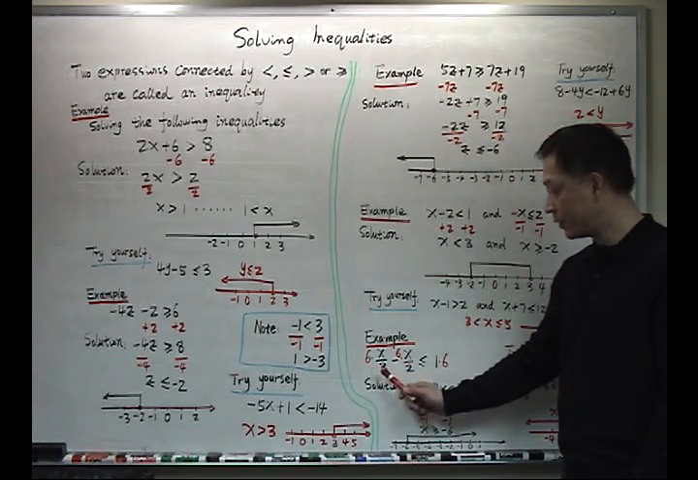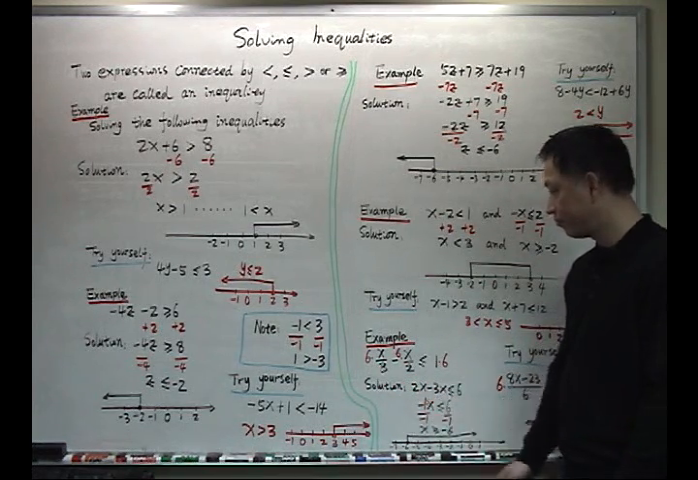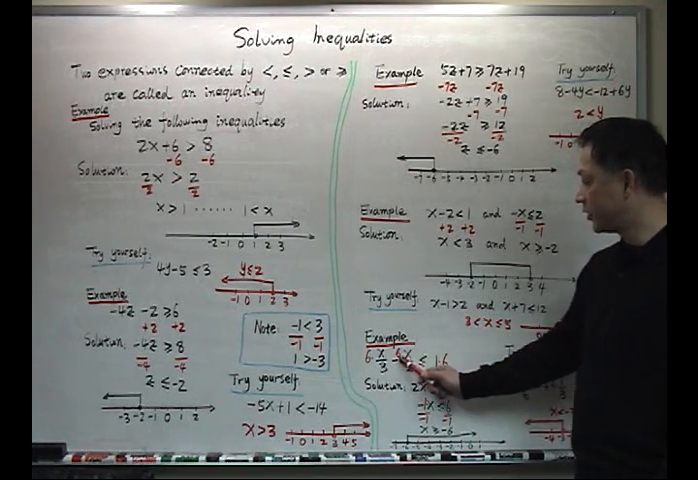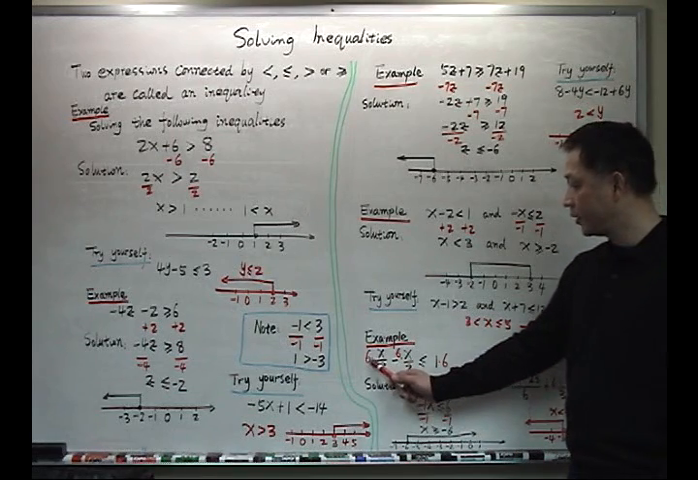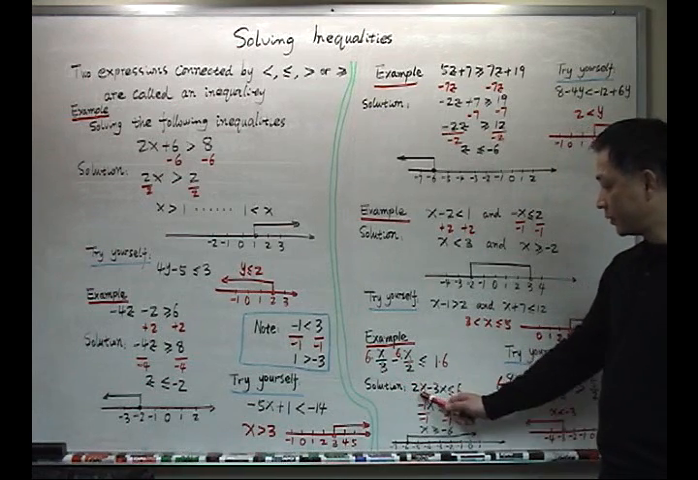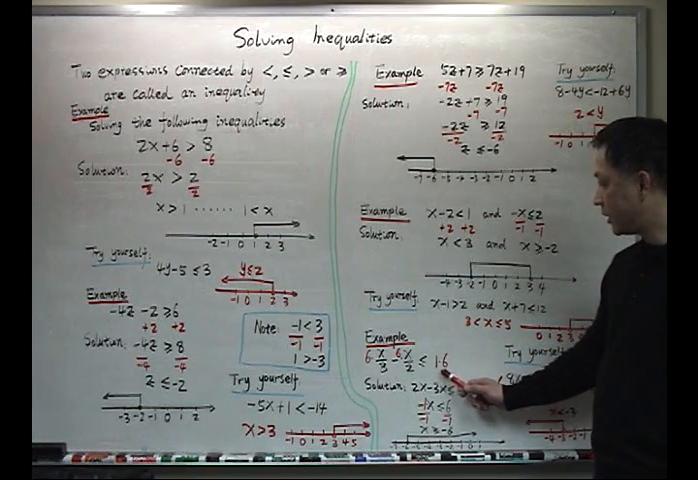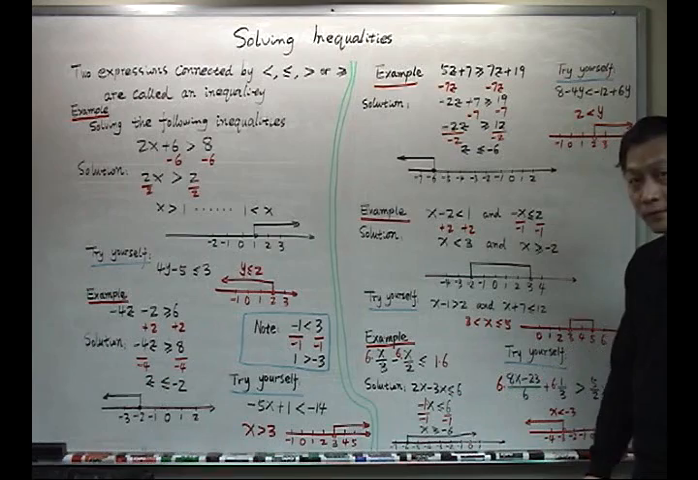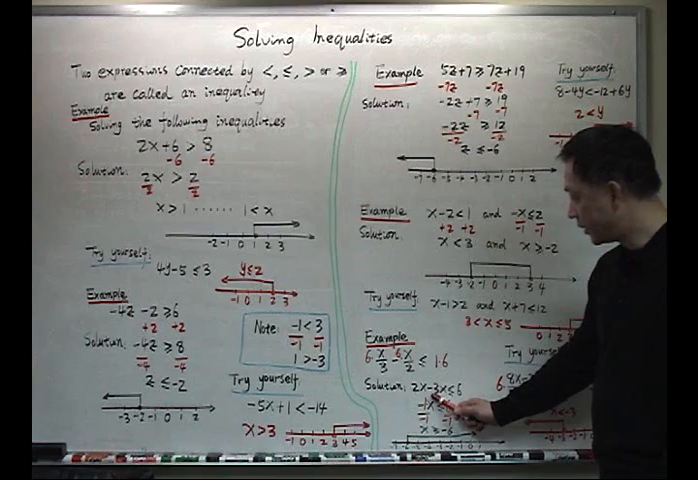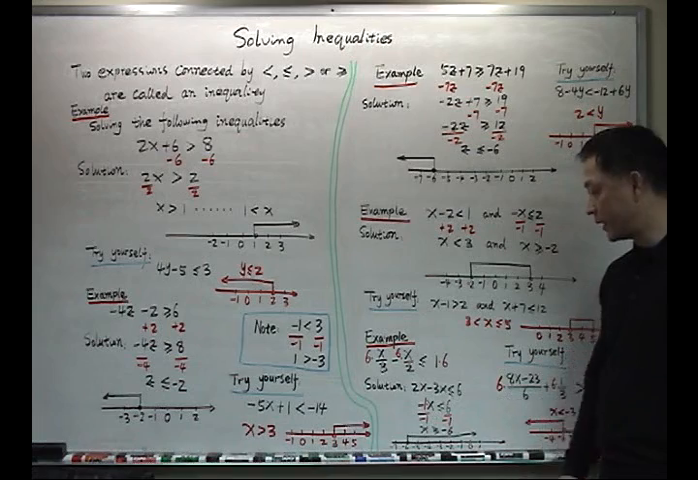3 upstairs, 3 downstairs, 6 upstairs, so you have a 2x. 6 upstairs, 2 downstairs, so you have a 3, because 6 divided by 2 is 3. 6 divided by 3 is 2. So you have 2x minus 3x is less than or equal to 1 times 6, which is 6. Now you have 2 minus 3, which is negative 1. You don't need to write the 1, but you can write negative 1 also.